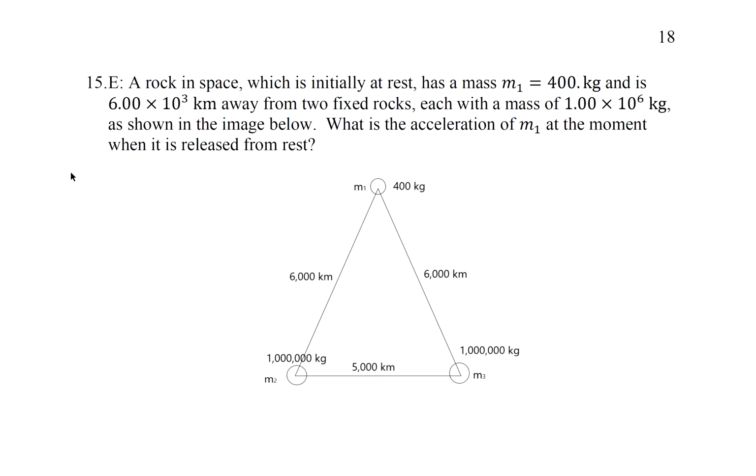So you could see when you release the m1 from rest, m2 pulls m1 down to the left, m3 pulls m1 down to the right. And look at the symmetry. m1 is 6,000 kilometers away from m2 and m3. So it looks like the horizontal motion of m1 is going to be 0. m2 and m3 are just going to pull m1 down. Vertically down.